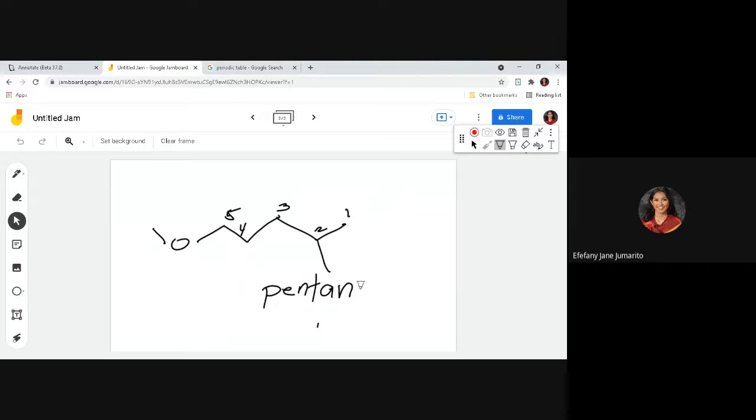Okay, pent. What about the type of chain? Okay, we put a double bond here. So pent, what about the type of chain? The ene, and then the location. Two ene. Okay, or you put there 2-pentene.